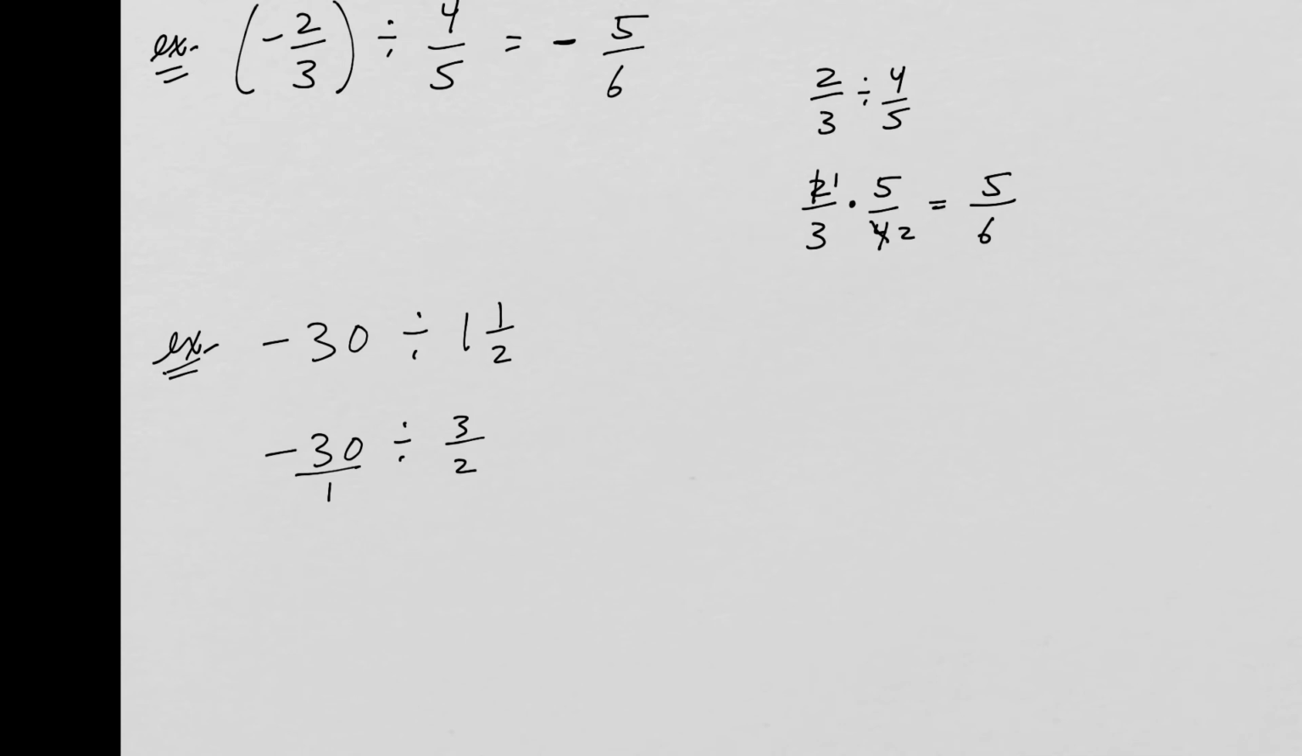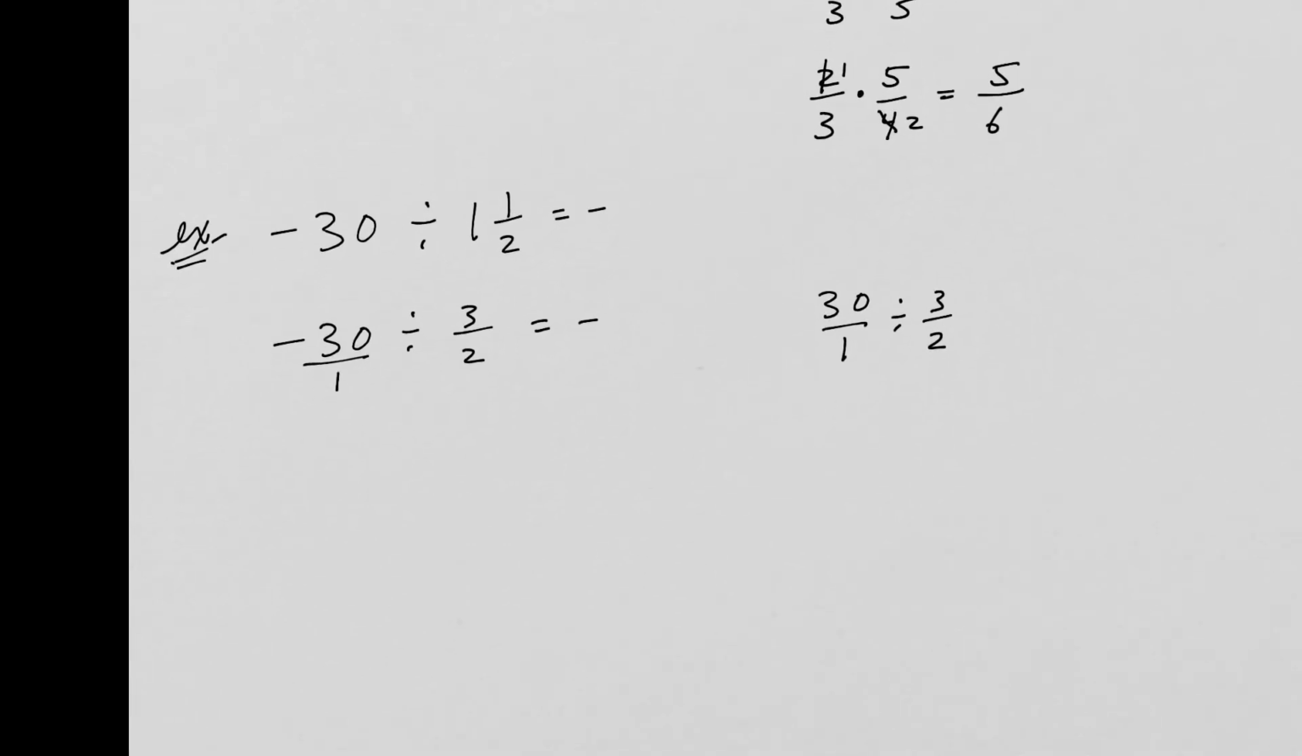Now, I know my answer is going to be negative, right? So this is going to be negative. I ignore the signs because I'm just working with absolute values now, and I'm going to do this division. So I have 30 divided by 1 divided by 3/2. Well, that's the same as 30 over 1 times the reciprocal, right? 2/3. I can simplify a little bit.